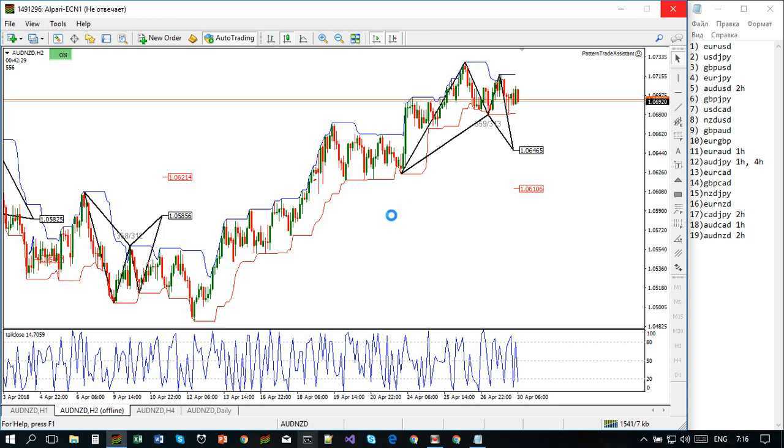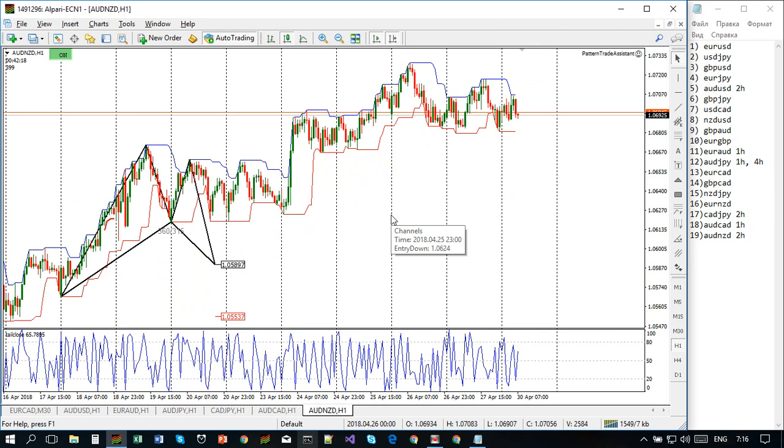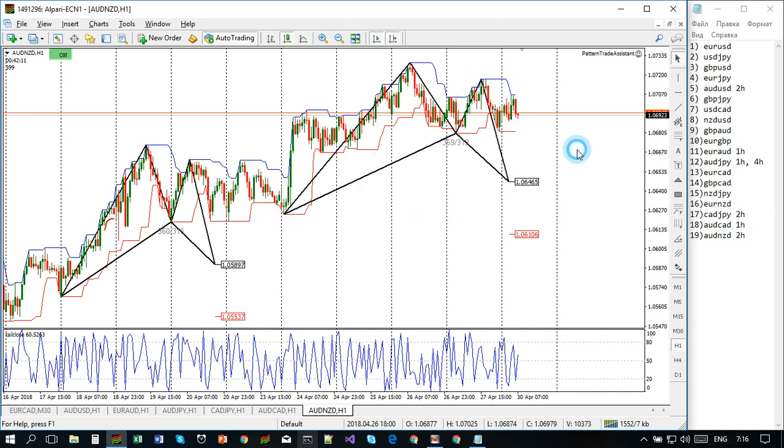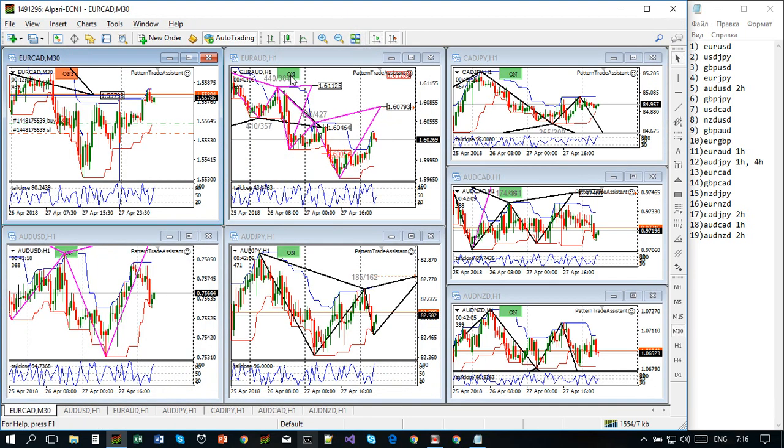A retest of this triangle. Here it is. Okay, perfect. Tile the windows, switch them off, off, off. No need to draw new patterns here.